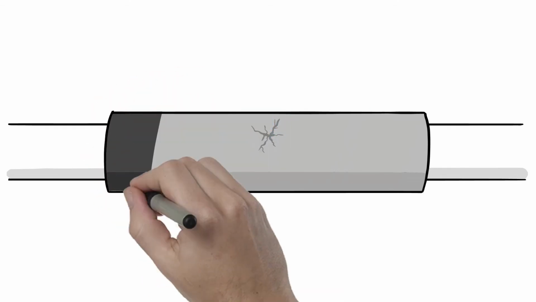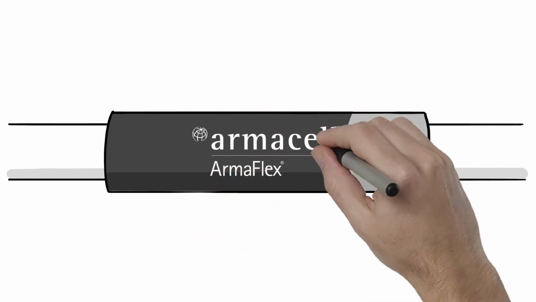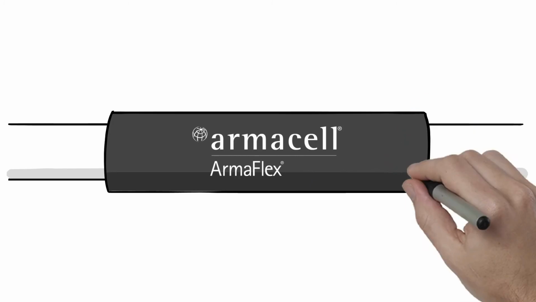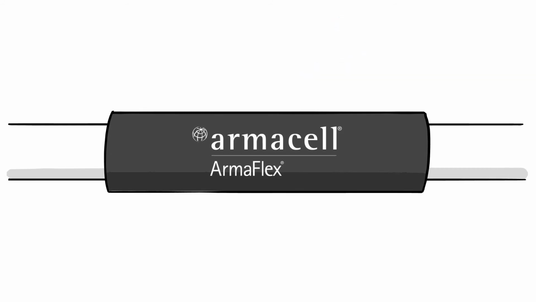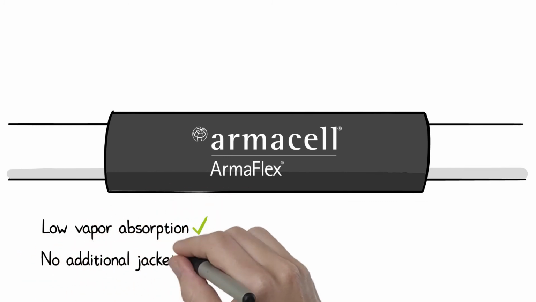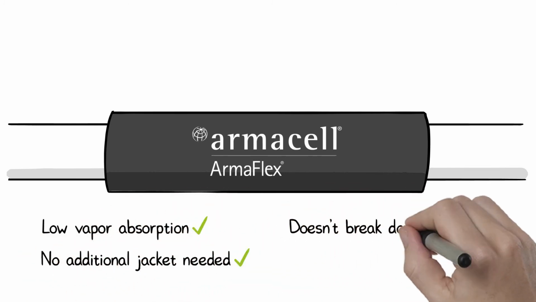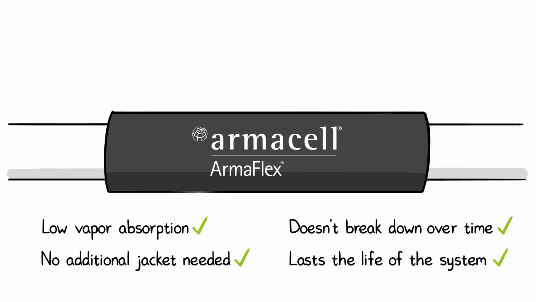That's why Armacell makes a flexible elastomeric foam insulation to prevent these problems. ArmaFlex is a closed cell foam, meaning the cell structure won't allow water vapor to pass through its walls. Closed cell foam has a definitive advantage over fiberglass insulation, as it has a low vapor absorption, doesn't require an additional jacket indoors, will not break down over time, and when installed properly, will last the life of the system.